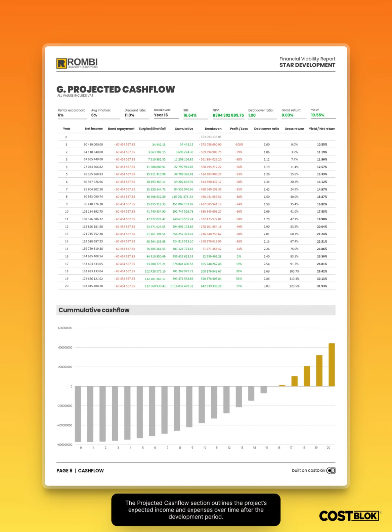The projected cash flow section outlines the project's expected income and expenses over time after the development period. It includes the annual net income, bond repayments, and any surplus or shortfall, helping assess the financial sustainability and break-even timeline, and also highlighting the key cost metrics.